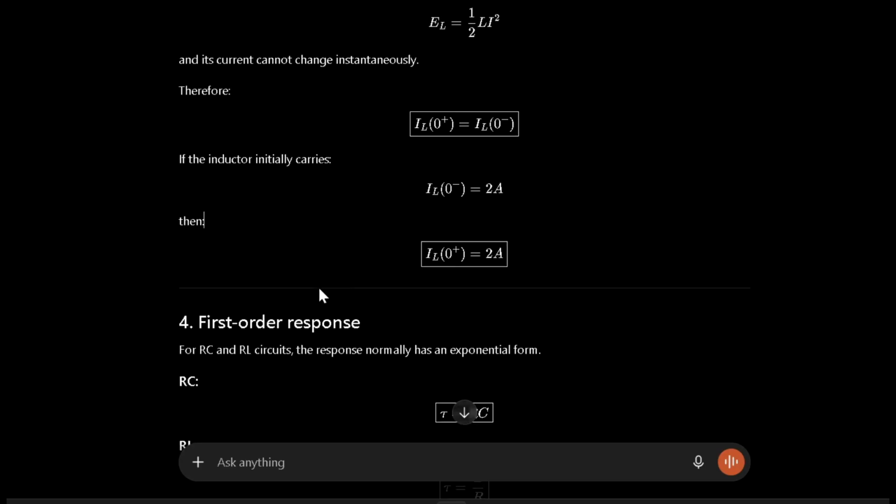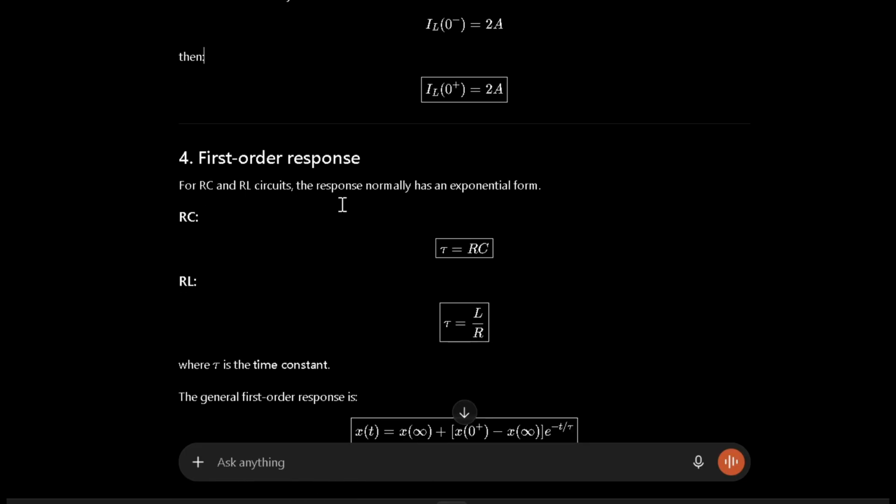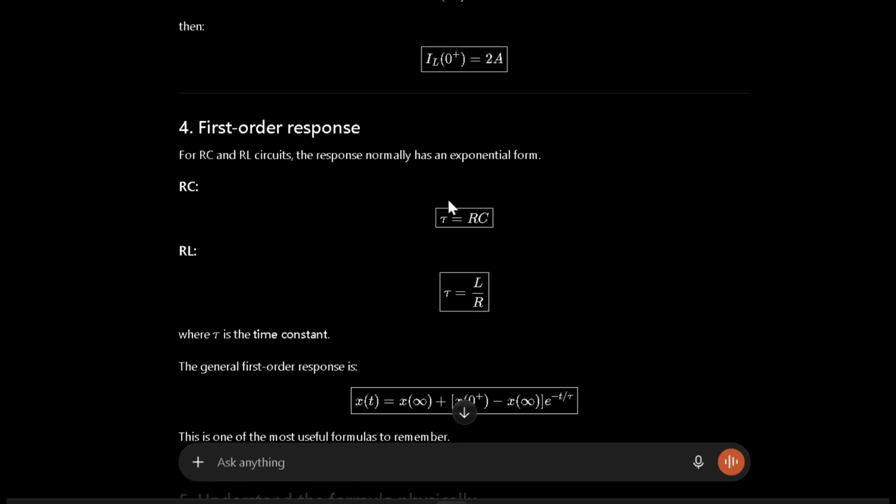For the first order response of RC and RL circuits, the response normally has an exponential form. We see these derivations in the charging equations, which you will find in my notes on LinkedIn. Tau equals RC for RC, and tau equals L by R for RL. I don't know how to pronounce this, so I call it the time constant. For RC, the time constant equals RC. For RL, it equals L by R.